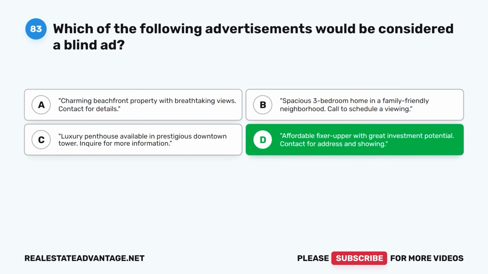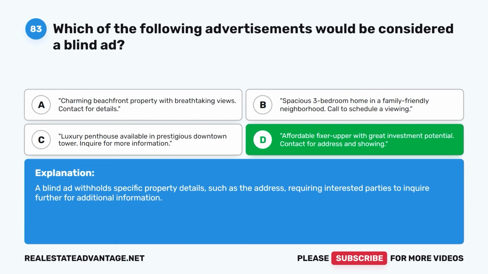Affordable fixer-upper with great investment potential. Contact for address and showing. A blind ad withholds specific property details, such as the address, requiring interested parties to inquire further for additional information.